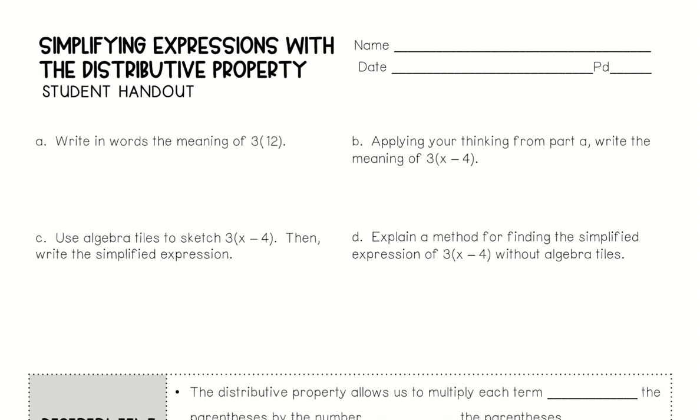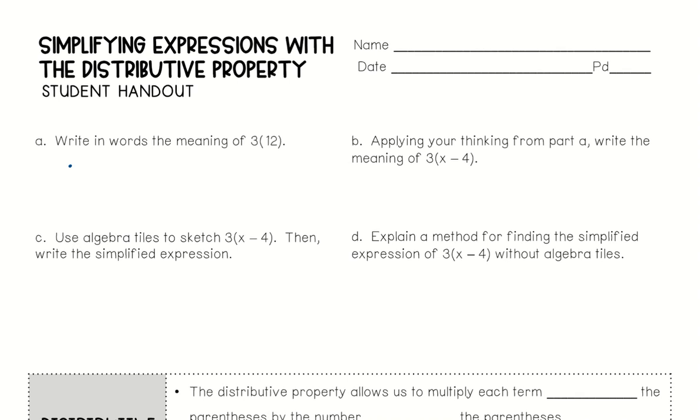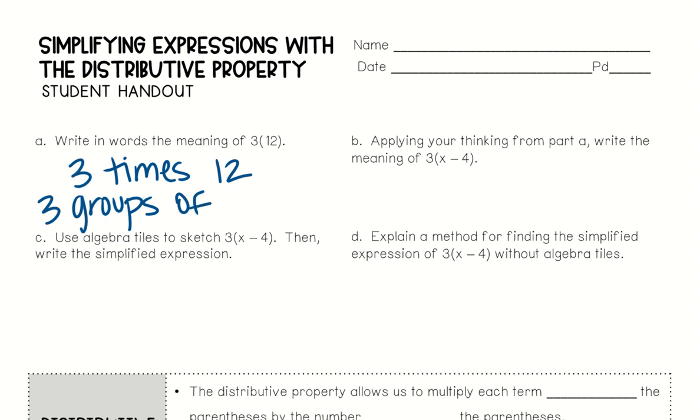All right, so hopefully you've had a few minutes to answer these 4 questions. Let's talk about them. So A says, write in words the meaning of 3 parentheses 12. So in math, if there is a parenthesis in an expression or in an equation, it's understood to be multiplication. So this really means 3 times 12. So hopefully you wrote something similar to 3 times 12. Or you could think of it as 3 groups of 12. And then we could add up those 3 groups of 12 or multiply 3 times 12 to get the answer.